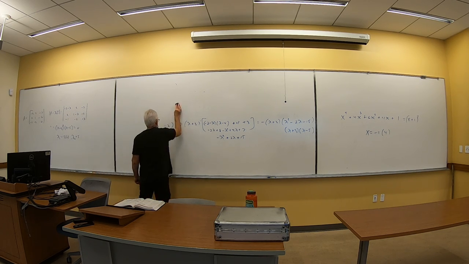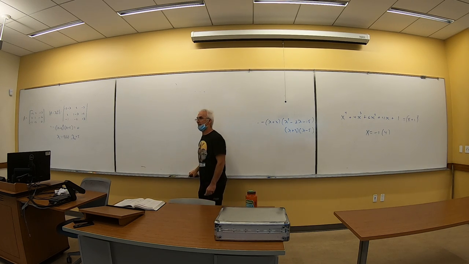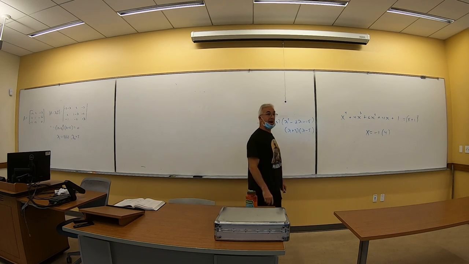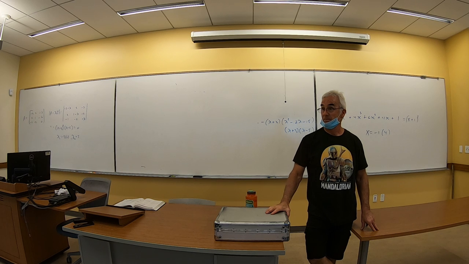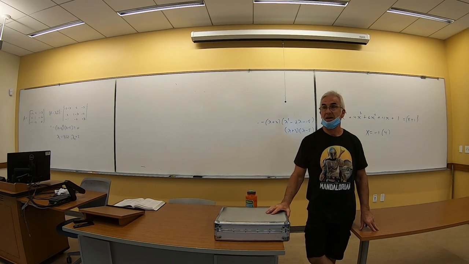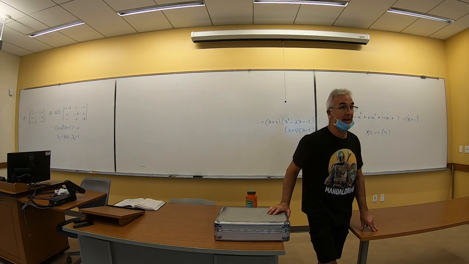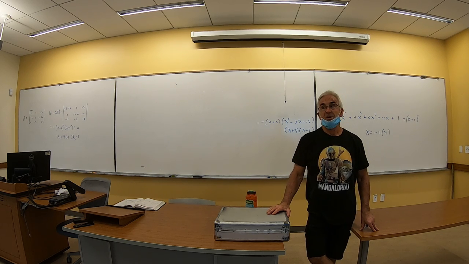Now, here's the thing. Every square matrix has at least one eigenvalue. Every eigenvalue has at least one eigenvector in its eigenspace. So this is huge. If you have an n by n matrix and you have n distinct eigenvalues, that means different, then you have exactly n eigenvectors and you're happy.